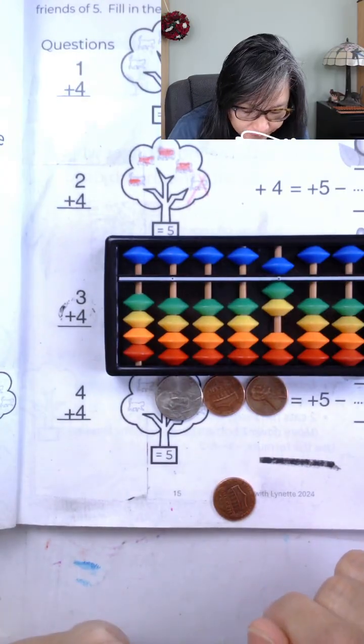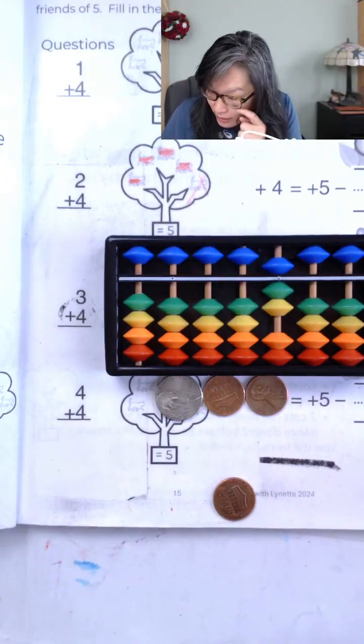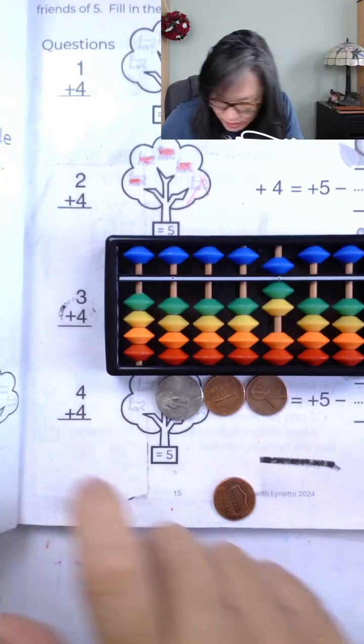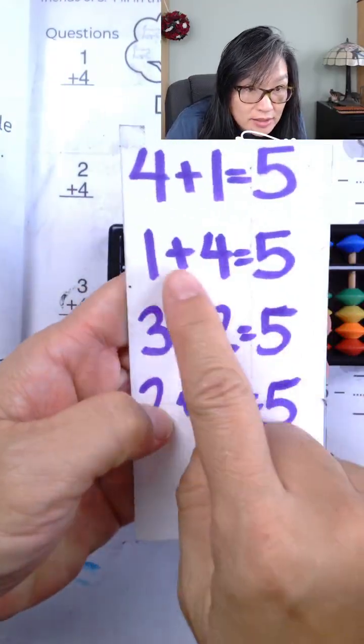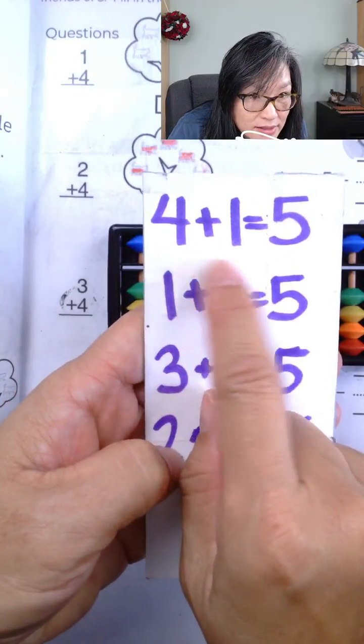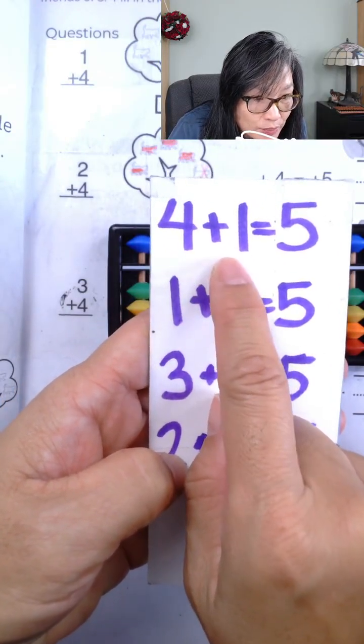Does that make sense? So what we're doing is we have this concept that we're teaching the kids, how to make a 5. We already teach the kids this, but guess what?